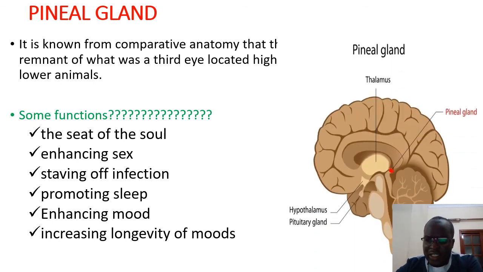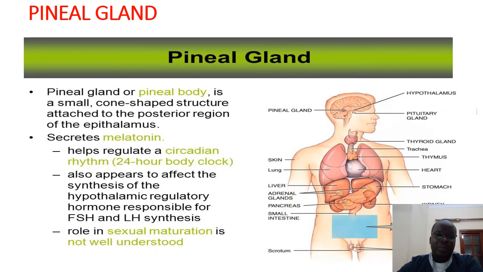So the pineal gland is just behind the epithalamus. It's on the posterior aspect of the epithalamus. You can see this tiny red structure here. This is the pineal gland. That's why I say it is a vestigial remnant in human beings, because it's very small, just at the back, the posterior aspect of the epithalamus. So the pineal gland, or the pineal body, is a small cone-shaped structure attached to the posterior region of the epithalamus.